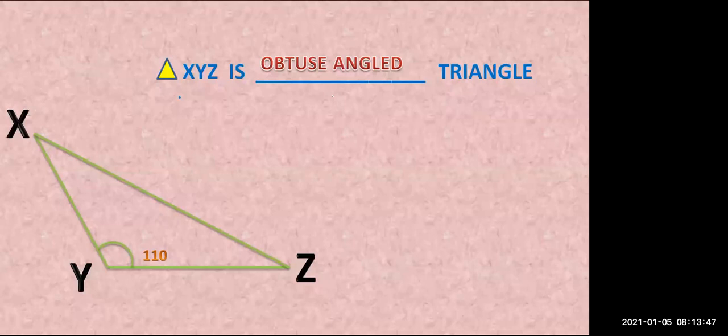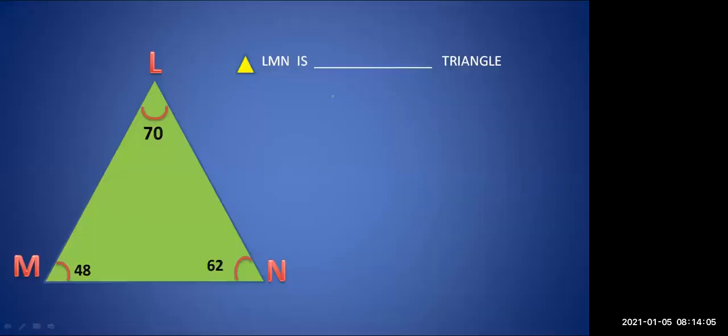So if a triangle has an obtuse angle, that is an angle which is bigger than 90 degree, okay, 91, 92, any angle up to 180, it will come under obtuse angled triangle. Next, see, which triangle is this?